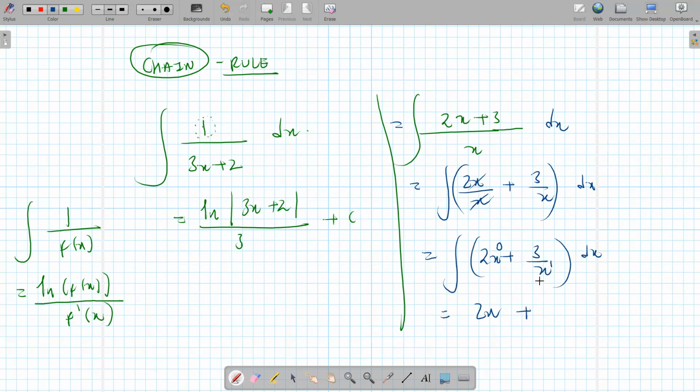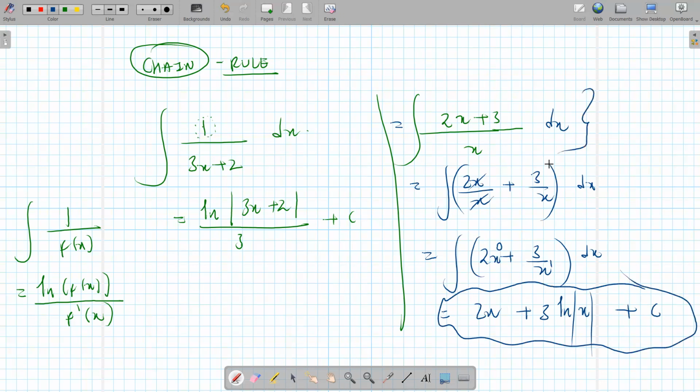Again, if there's an x to the power 1, it becomes what? You can't throw it up top. The power rule doesn't apply because you'd be dividing by 0. You use ln. It's going to become 3 ln x. Put an absolute value sign there. Plus c. And that'll be the final answer for the integral of this.